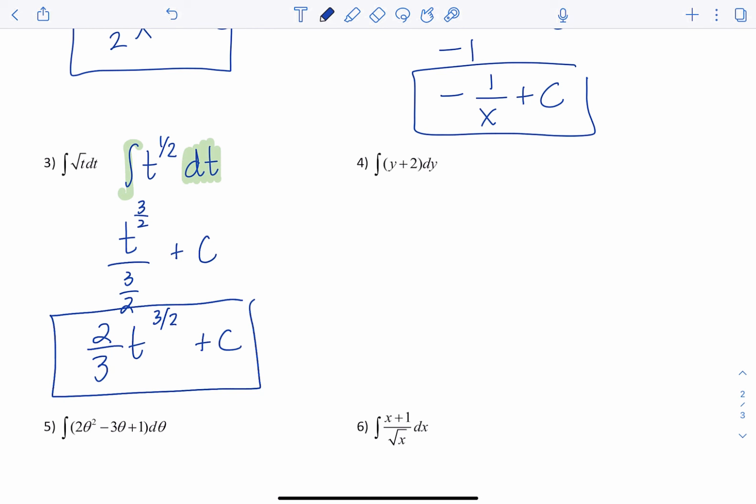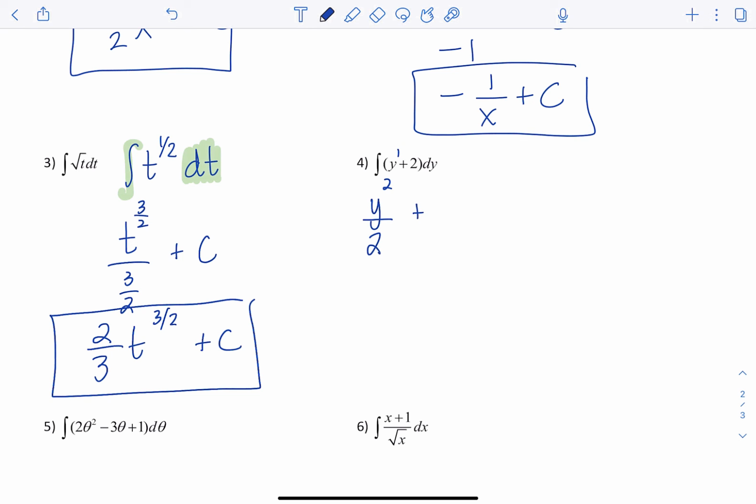All right, what about this next one, number 4? Well, really, this is the sum of 2 functions. And so we'll look at these each by themselves. What's the antiderivative of y? Well, that's y to the 1. So we'll do y to the 2 over 2.